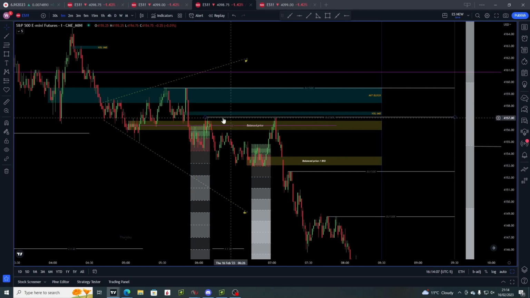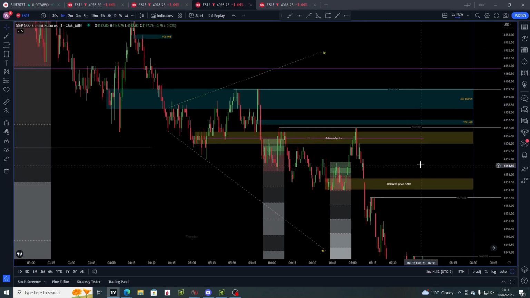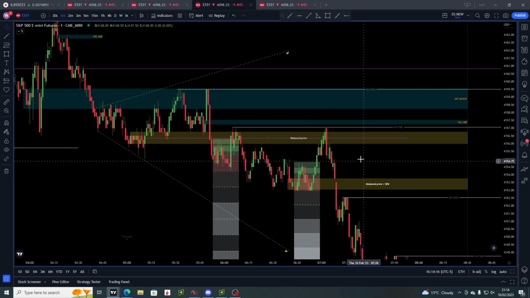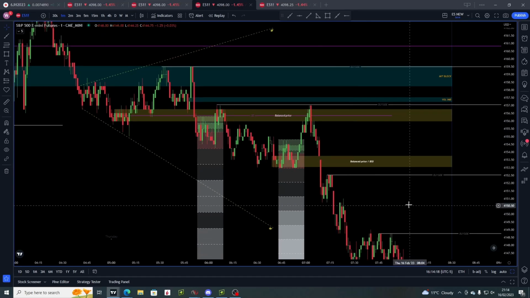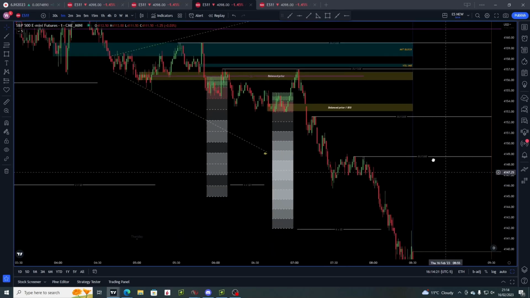And so we had confluence on fractals, in that we had a volume imbalance. I was looking for price to run up into this volume imbalance for me to take a trade, and I missed it by a tick, and it ran all the way down here. Such is life, right? That is what happens sometimes.